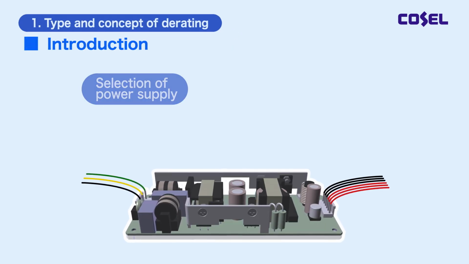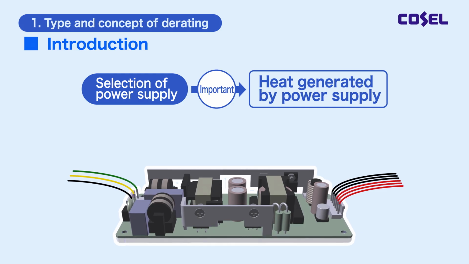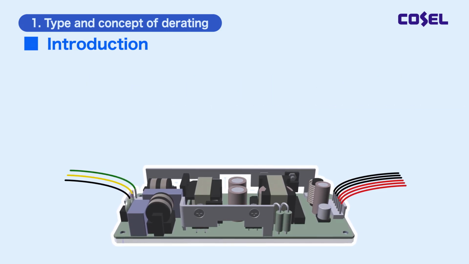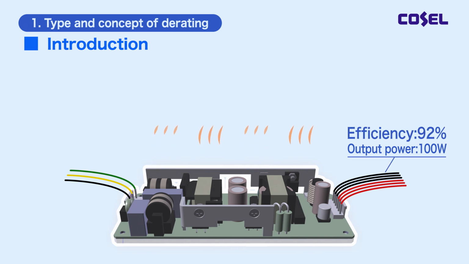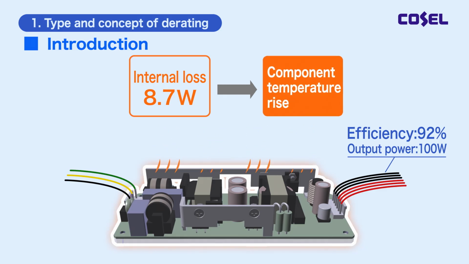First, in selecting a power supply, it is important to consider the heat generated by the power supply itself. For example, for a power supply with an output power of 100 watt and an efficiency of 92%, the internal power loss dissipated within the power supply is 8.7 watt.